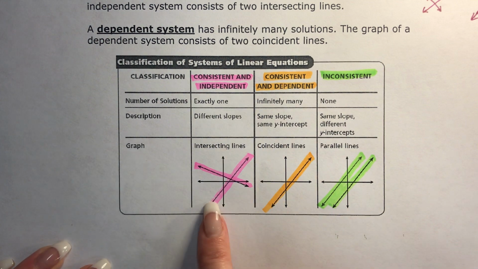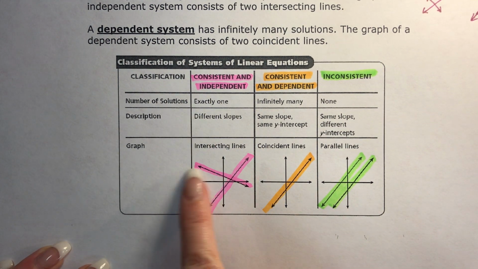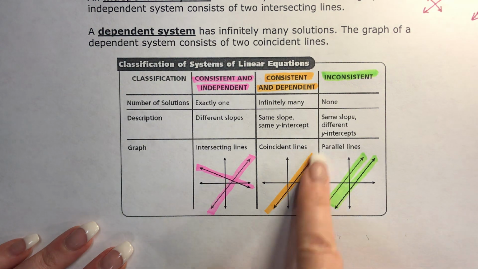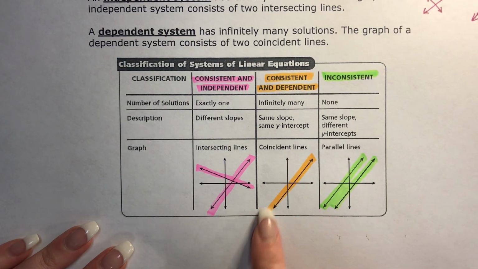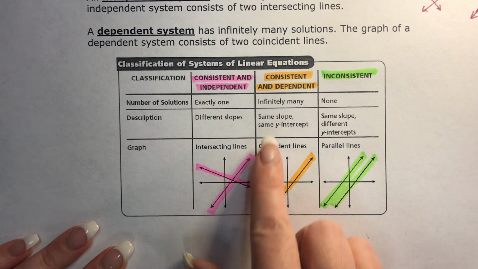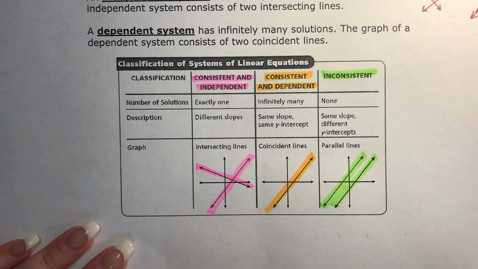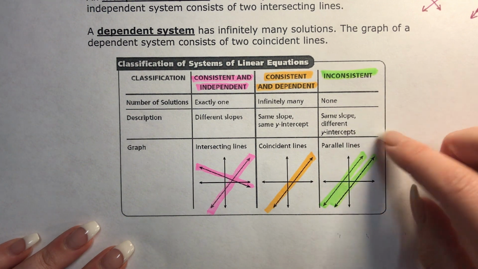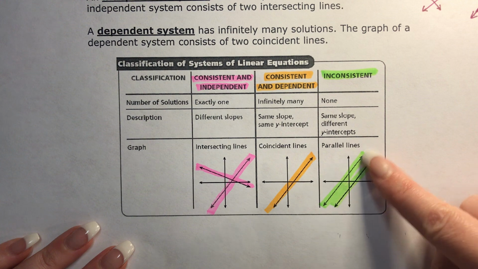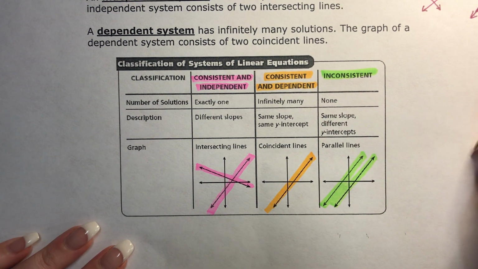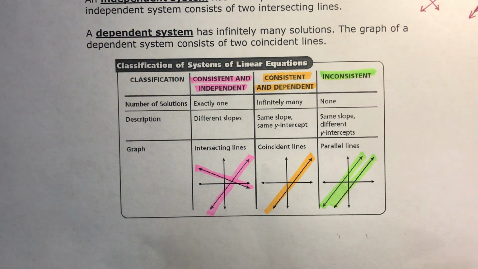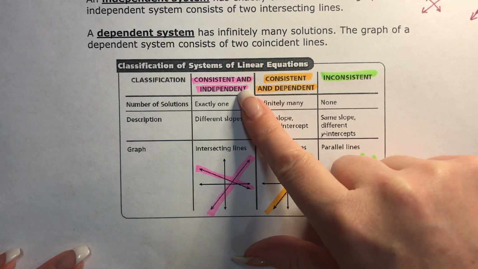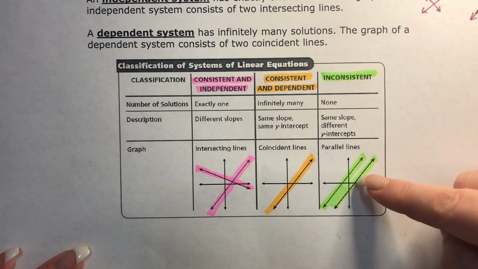So consistent and independent means there's only one solution and the lines have different slopes, just intersecting lines. Whenever you have a consistent and dependent system, those are coincident lines, which means you have two lines which are the same. So there's an infinite amount of solutions and they have the same slope and the same y-intercept. And lastly, when you have something that's inconsistent, the lines are parallel and there are no solutions. They have the same slope and different y-intercepts because you're dealing with parallel lines. You can refer back to this table, but you really need to commit this information to memory, especially the classifications: consistent and independent, consistent and dependent, and inconsistent.